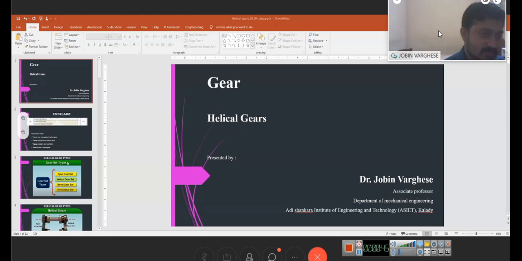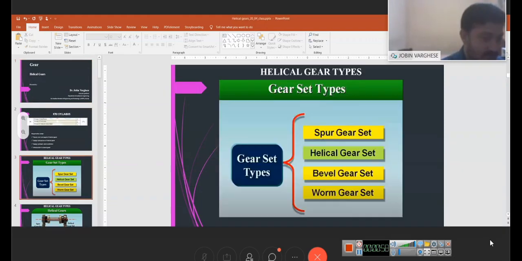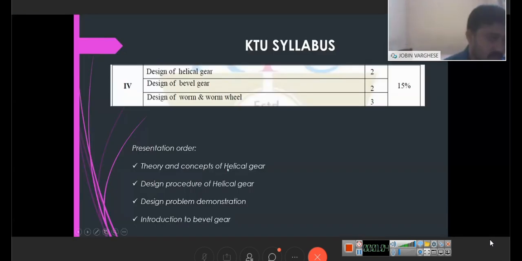this is the KTU syllabus. As per this, the fourth module comprises helical gears, bevel gears, and worm gear. Today my topic of presentation is the theory and concepts of helical gear, the design procedure of helical gear, and a design problem demonstration. We are not going in deep, and an introduction to the bevel gear. So let's come to the helical gear here. The different types of gears already covered are spur gear, helical gear, bevel gear, and worm gear, out of which the focus is more on helical gear.